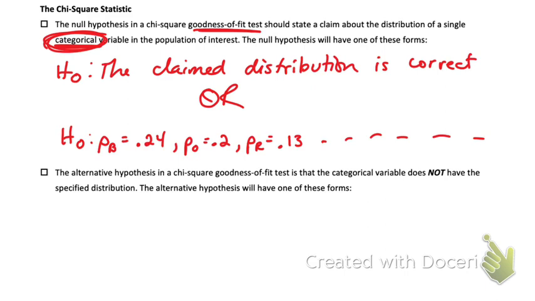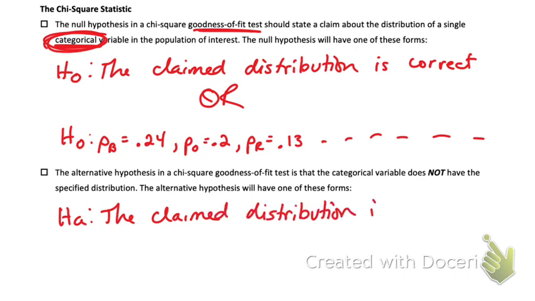So what do you think the alternative hypothesis would be for a chi-squared goodness of fit test? It's not correct. Very good. The alternative would be the claimed distribution is not correct. So again, M&M's claims to have this particular distribution of 24% blue, 20% orange, 13% red, and so on. We assume that they're telling us the truth, because why would they lie? It's M&M's. They're great people, right? The alternative is that they're lying, and it is not the correct distribution.